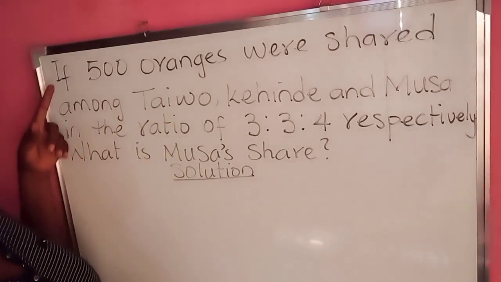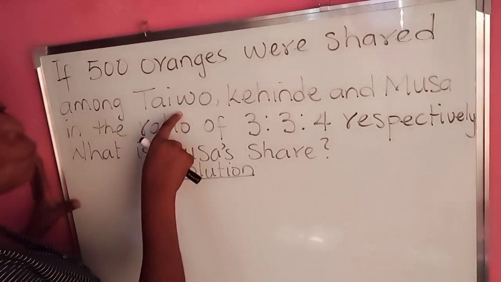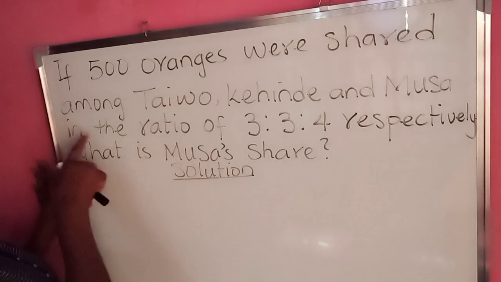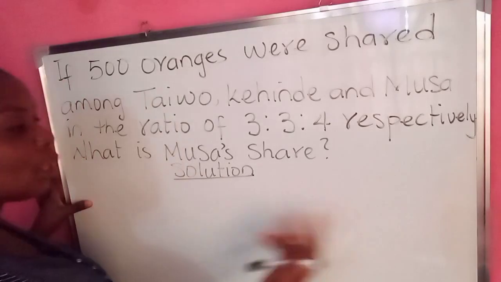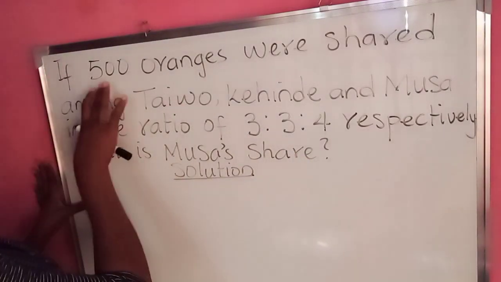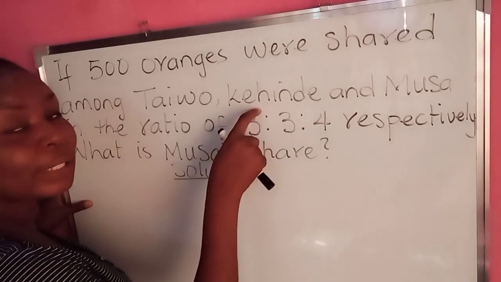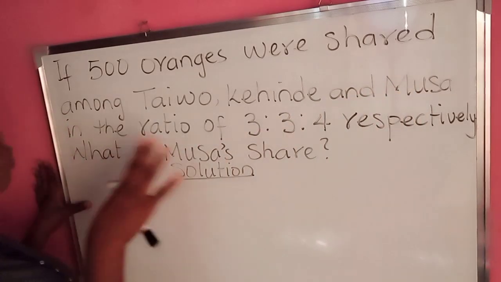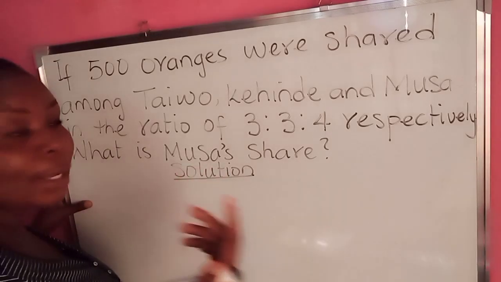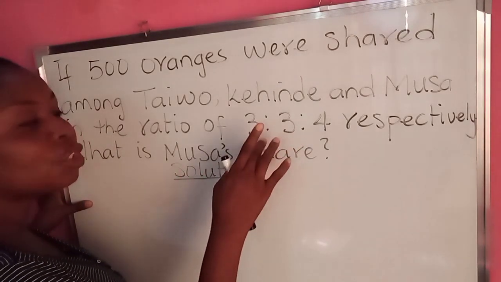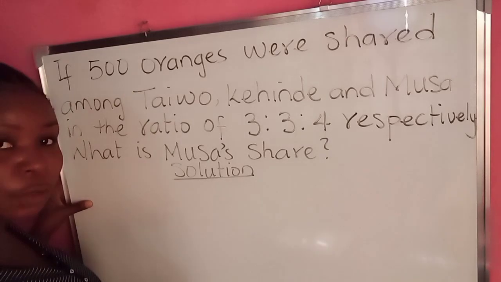Okay, guys, here is this one. This one says, if 500 oranges were shared among Taiwo, Kehinde, and Musa in the ratio of 3:3:4, respectively, what is Musa's share? 500 oranges shared among 3 people. The first person is Taiwo, second person Kehinde, third person Musa, in the ratio of 3:3 and 4. What is Musa's share? Remember, guys, this is not the number of oranges they got, but the number of shares they got. So we're going to be working towards finding the actual number of oranges each of them got.